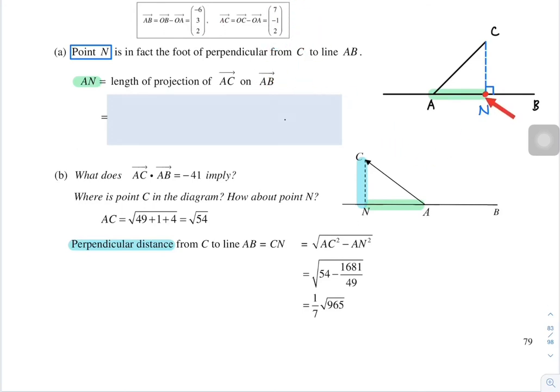The point N is in fact the foot of the perpendicular from the point C to the line AB. Okay, so in part A, we're supposed to find the length of projection of AC onto the vector AB, which is actually this green part here. Alright, so we should use the dot product formula that we've seen before to find the length of projection.